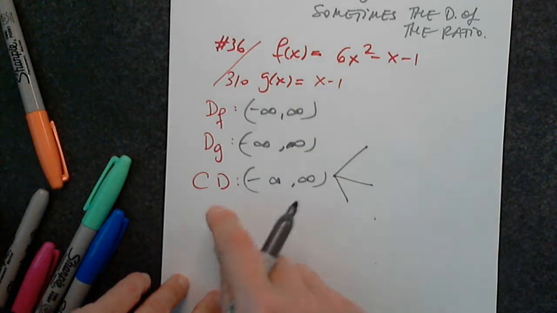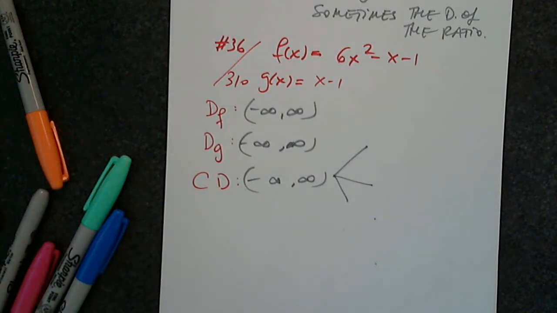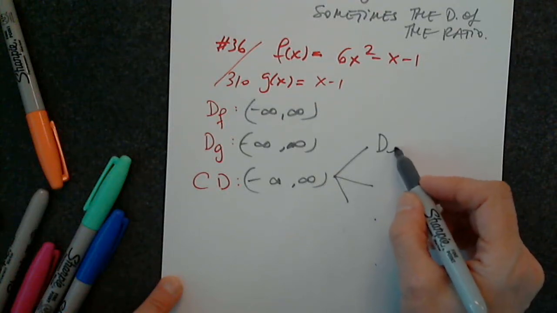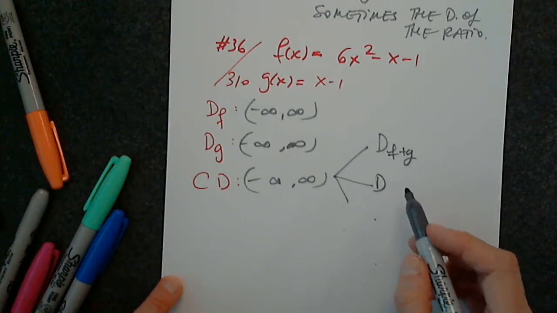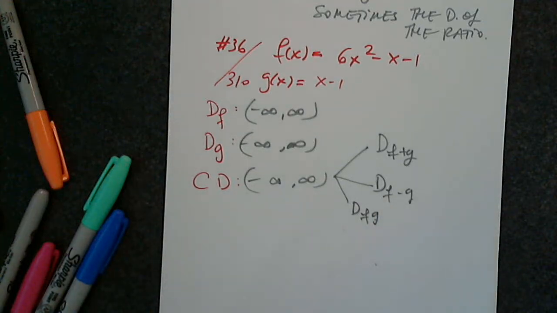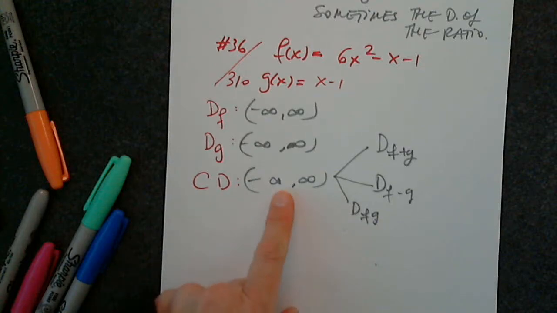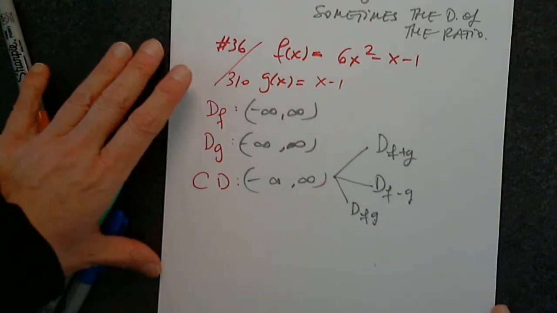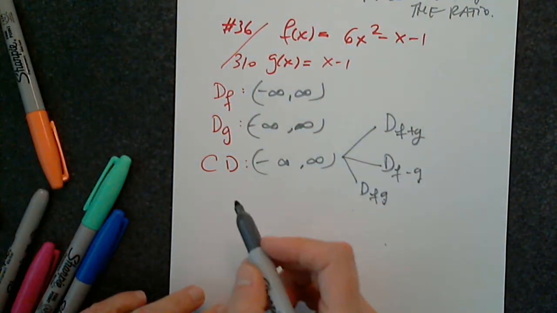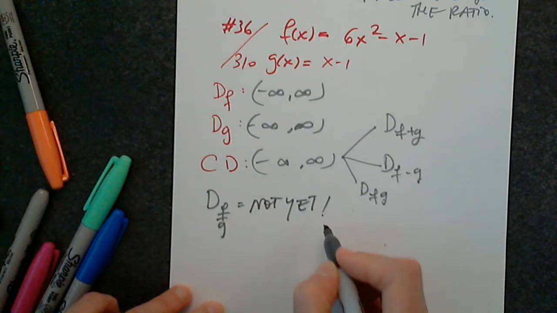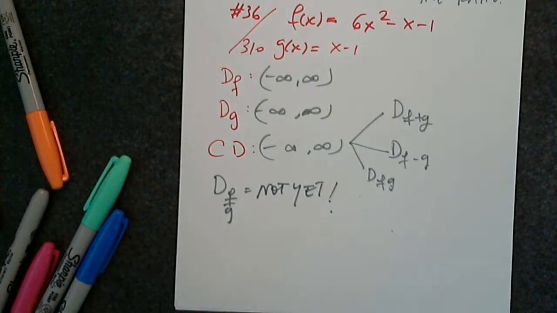So this common domain will always be the domain of which 3 functions? The domain of the sum, the difference, and the product. Always, forever, for any 2 functions. The common domain doesn't have to be this, but whatever it is, will also be the domain of the sum, difference, and product. So I don't have to write it again. Now, you're going to ask, what about the domain of the ratio? I don't know yet. Not yet. Good.